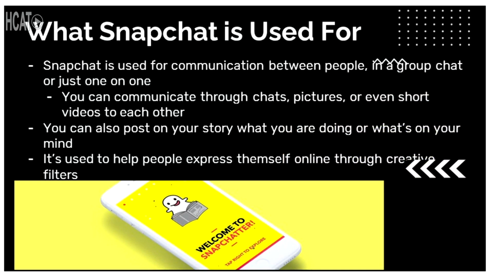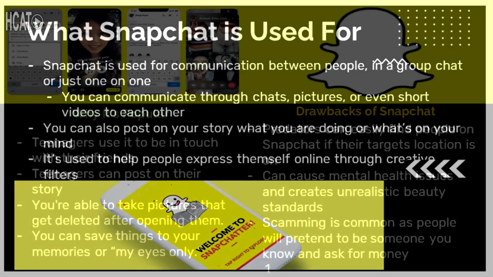Snapchat is used for communication between people, individuals, or group chats. You can communicate through chats, pictures, or short videos. You can also post on your story or make a private story and post what's on your mind. And then people use the filters they have to express themselves.